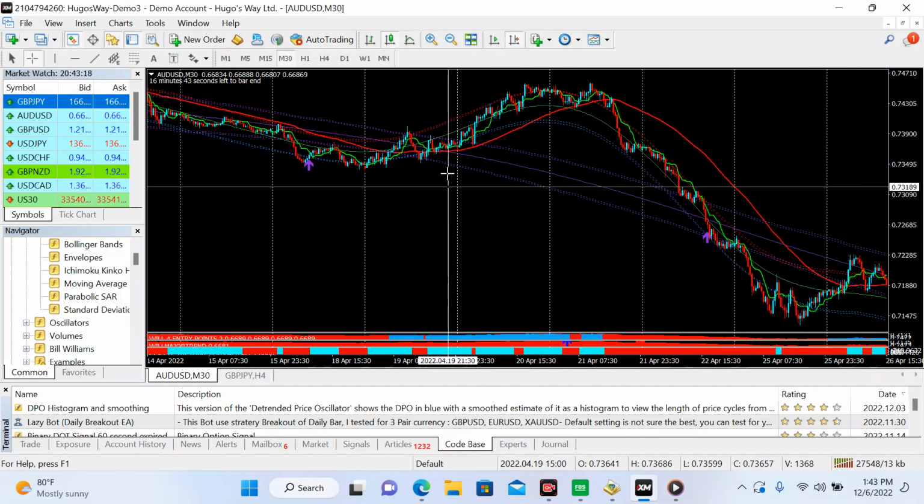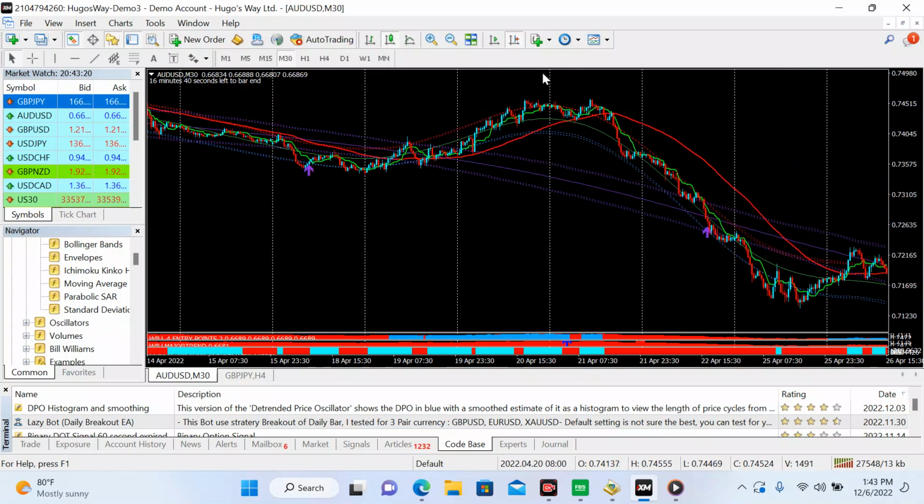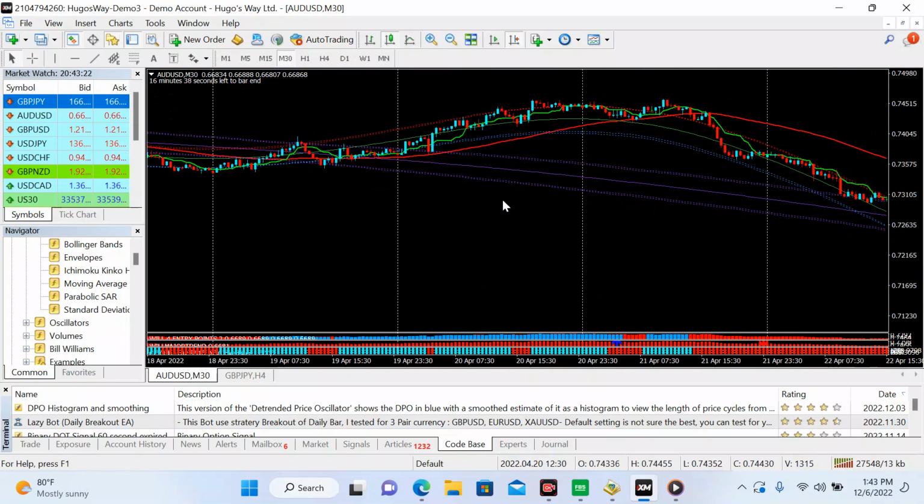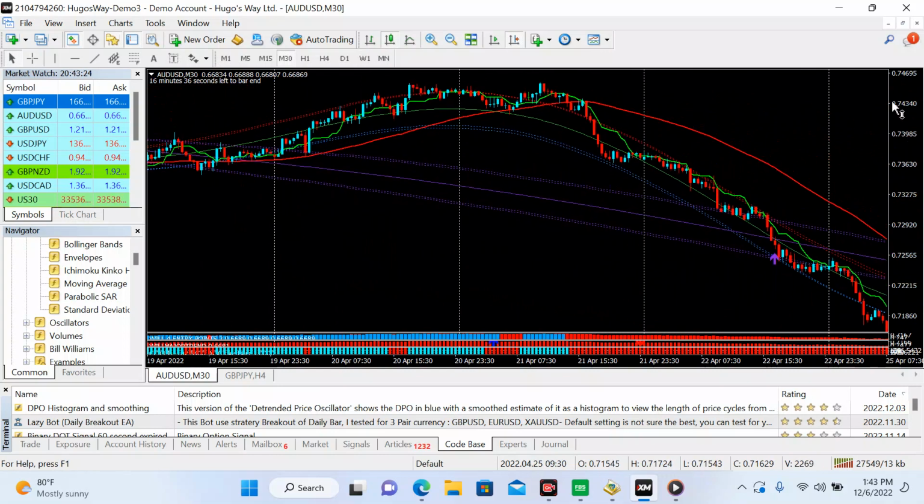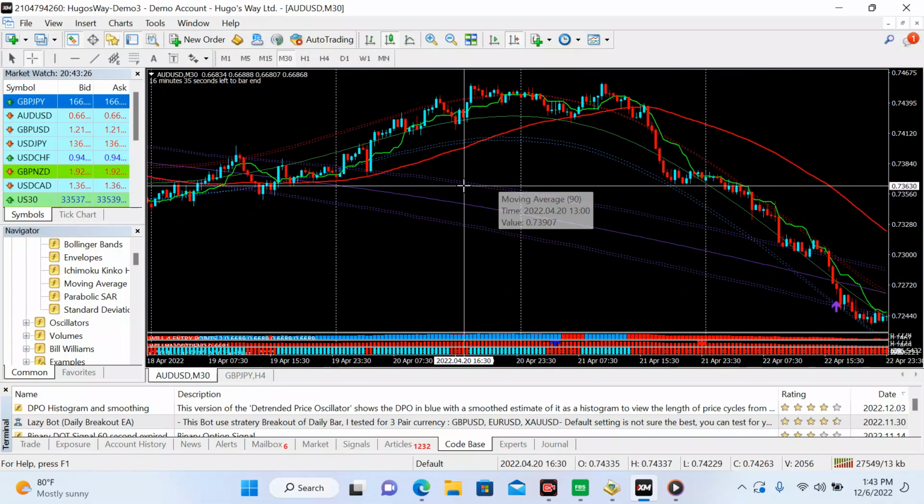We catching the accuracy. So here's a good example without the arrow. See, without the arrow, it still went. That's why I say you don't need it. You don't need it. It's still accurate without it.